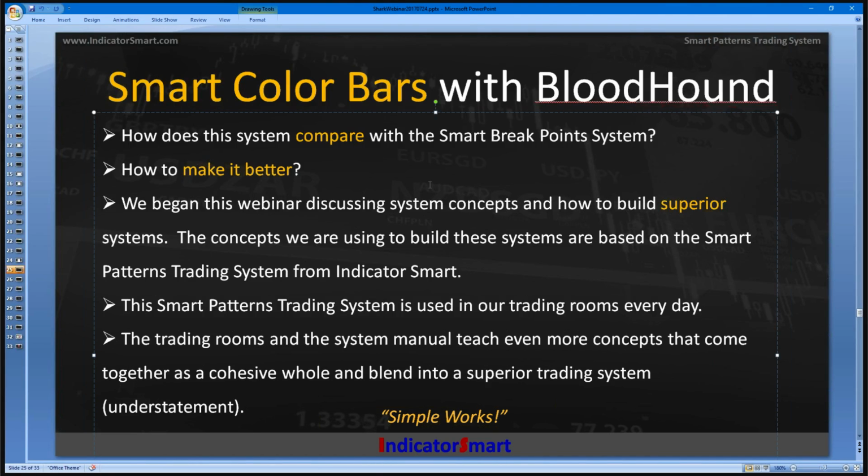things that we do in the trading rooms, for example. But all these components are based on different uses within the Smart Patterns trading system. If you already have the Smart Patterns trading system, you already have all this stuff. So we use that system in the trading room every day, and then you can bring other concepts in that stand on their own, and then basically you've built your own system using these kinds of frameworks.